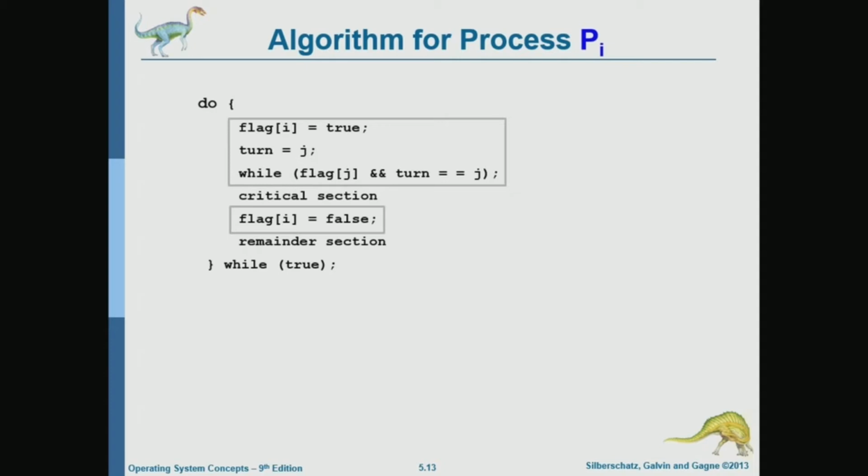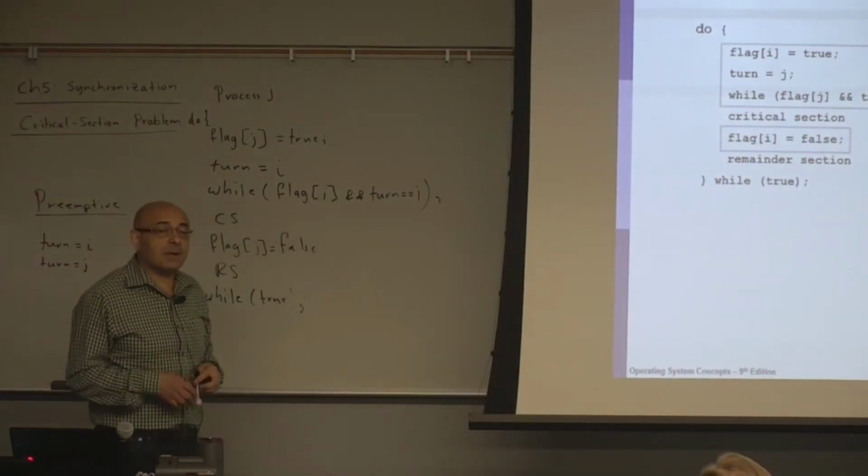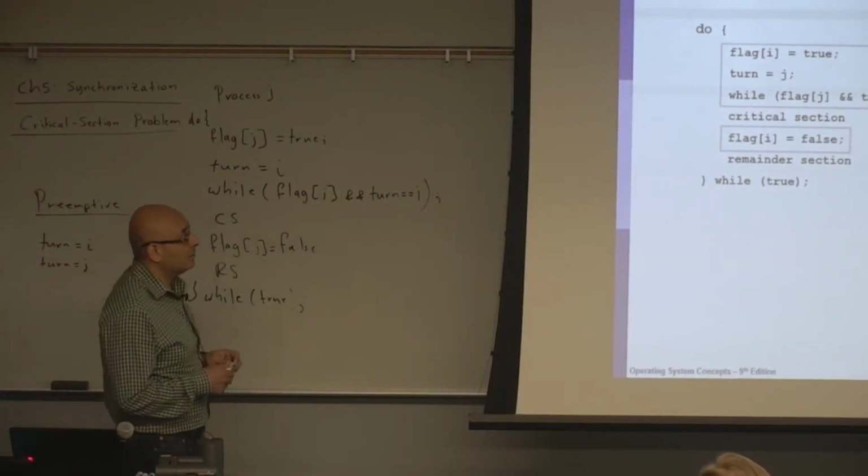Well, first of all, if one process is interested in the critical section and the other process is not interested, then we don't have a problem. Process I is interested, it's going to set its flag to true, and then it's going to set turn to the other process, but then it will check on these. If the other process is not interested, then flag of J is going to be false, and this process will just go into the critical section because the other process is not interested at all.